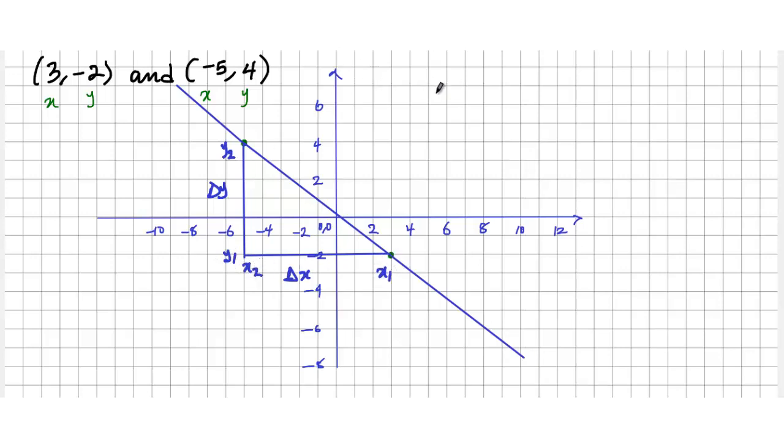So let's identify those values. What's the value of our x1? Obviously x1 will be 3. Then y1 should be -2, so obviously if we label it that way, y1 is -2. Then x2 is equal to -5. Then y2 will give us 4. So let me remove the grid.